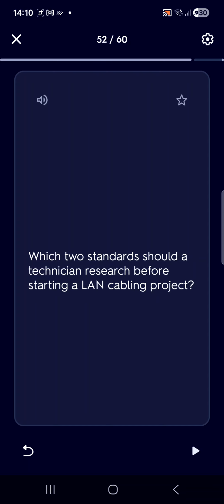Which two standards should a technician research before starting a local area network cabling project? That would be the T568. We can call it the T568A and the T568B.